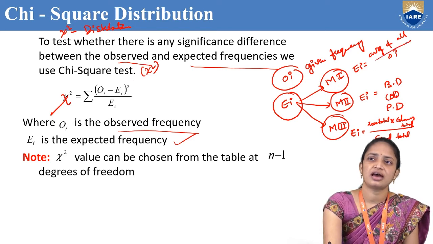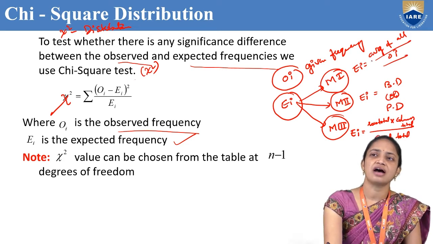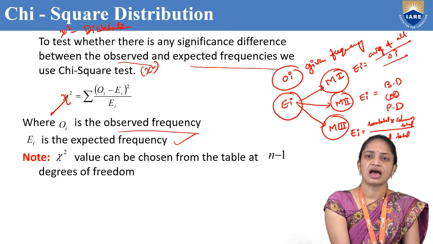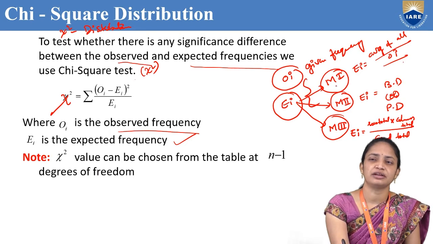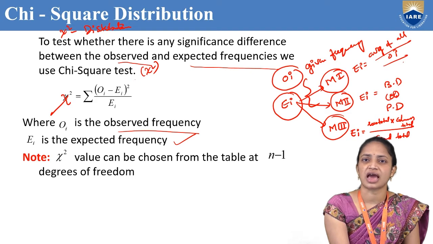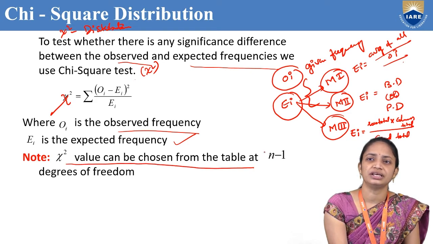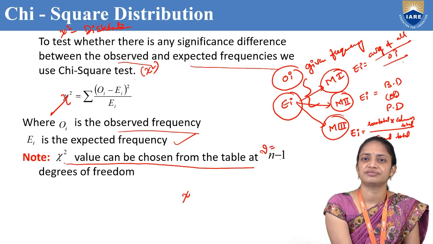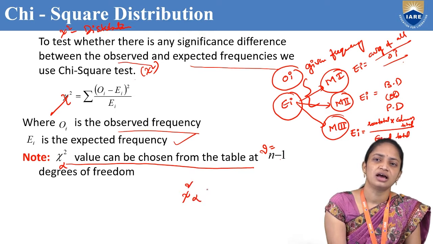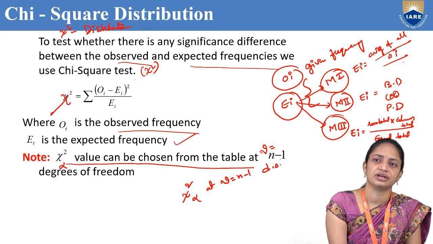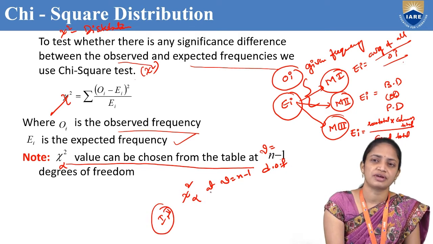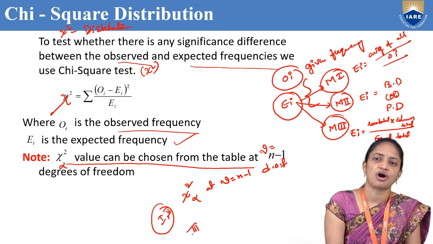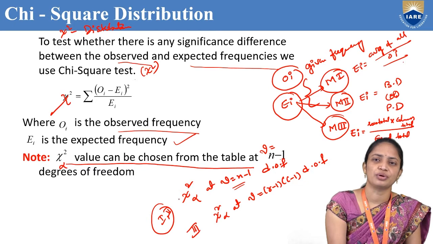The first one is to find the expected frequencies by using the average of all observed frequencies. In the first method and second method, the chi-square value we have to choose from the table is chi-square alpha at nu equal to n minus 1 degrees of freedom. In the third method, we take chi-square alpha at nu equal to (row minus 1) into (column minus 1) degrees of freedom. But now we are going to discuss method 1.